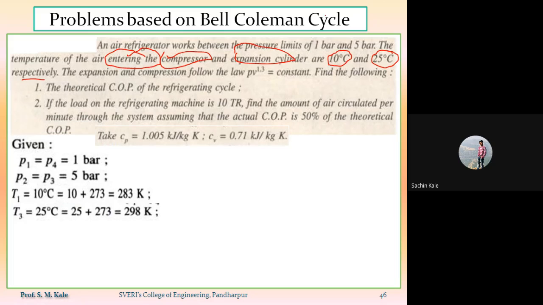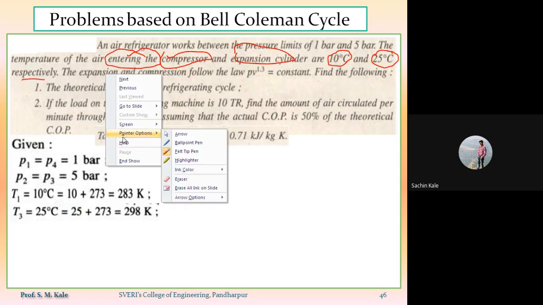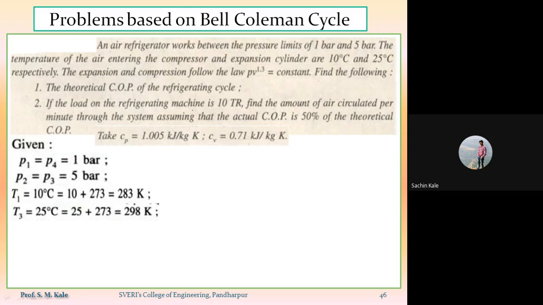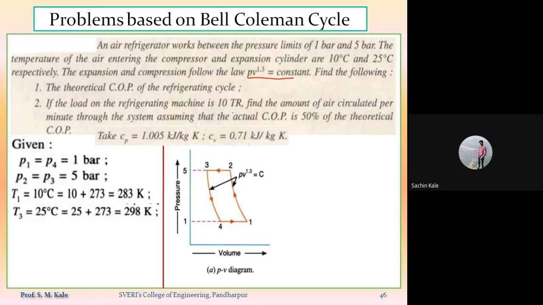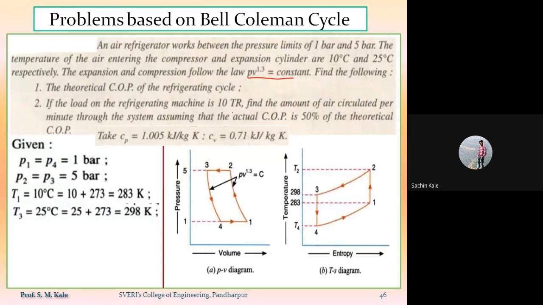Here they have mentioned that expansion and compression follow the law PV raised to 1.3 is equal to constant. That means both compression and expansion processes follow the law PV raised to 1.3 is equal to constant, which indicates that the value of n is equal to 1.3. So if you draw the PV and TS diagrams, this will be your PV diagram and this will be your TS diagram for the Bell-Coleman cycle.